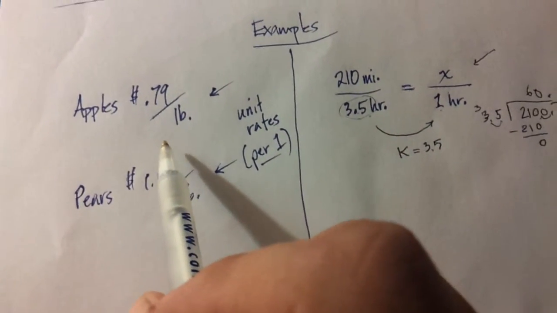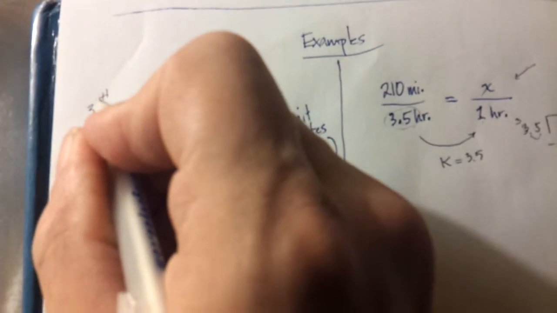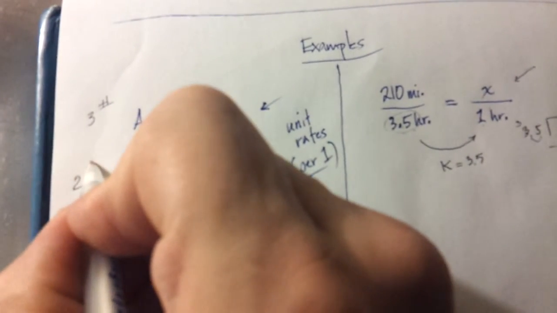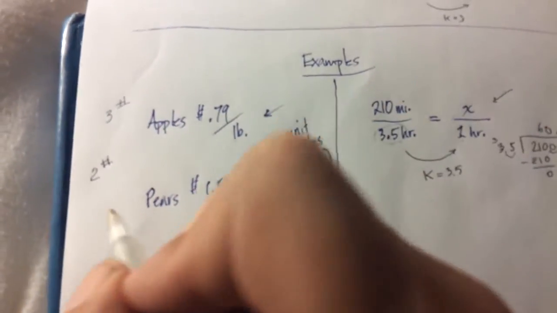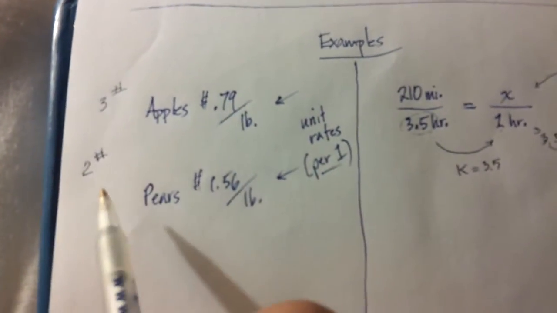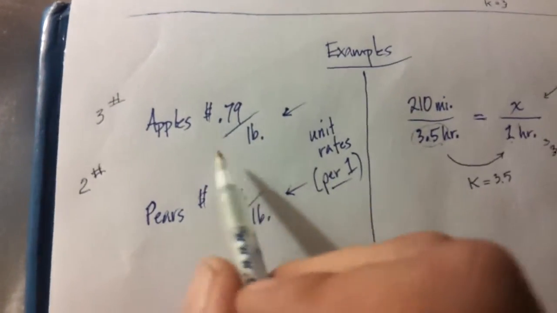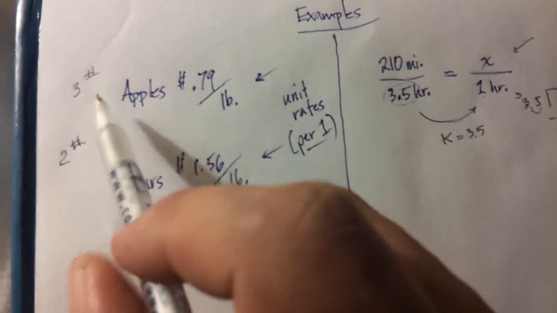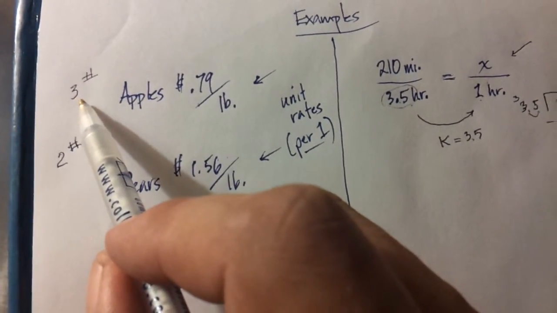Let's say that you're going to the store and you buy 3 pounds of apples, and you buy 2 pounds of pears. So you bought 3 pounds of apples, 2 pounds of pears. How much did you spend? Well, this is really easy because you already have the unit rates right here. You already know how much you spent for each pound, so then you just need to multiply up.